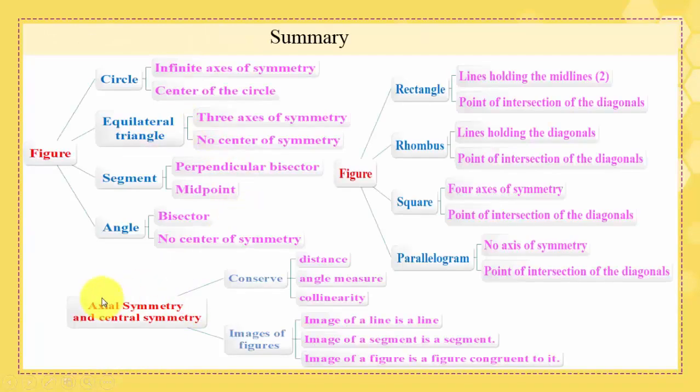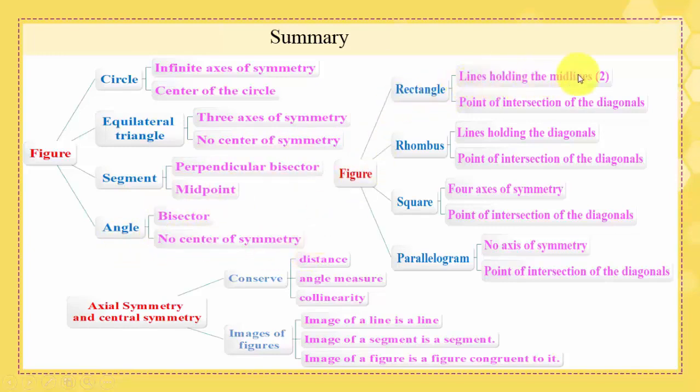Summary: axial symmetry and central symmetry conserve distance, angle measure, collinearity. Images of figures: the image of a line is a line, the image of a segment is a segment, the image of a figure is a figure congruent to it. Figures: circle, infinite axes of symmetry, center of symmetry. Equilateral triangle, 3 axes of symmetry, no center of symmetry. Segment, perpendicular bisector, midpoint. Angle, bisector, no center of symmetry.